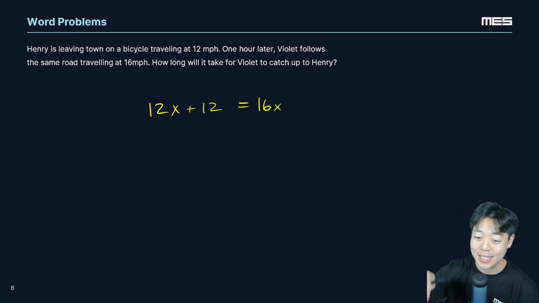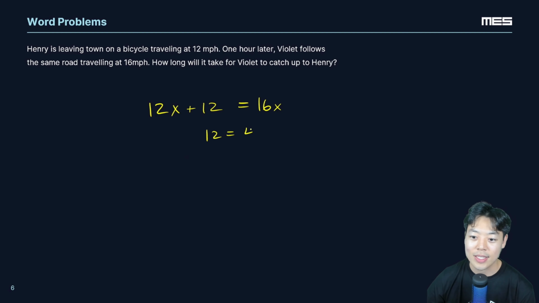Some students just create a table and just find when the numbers equal each other. That's a huge waste of time. Why not just create an equation that we can solve very easily? Subtract 12x on both sides, and x will equal 3. So 3 hours is how long it will take Violet to catch up to Henry.